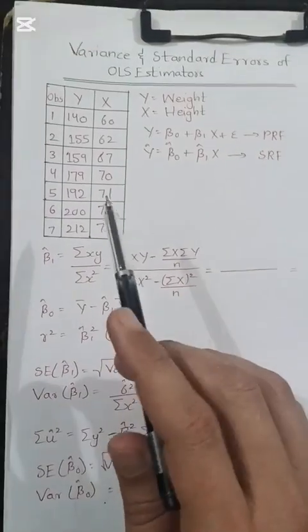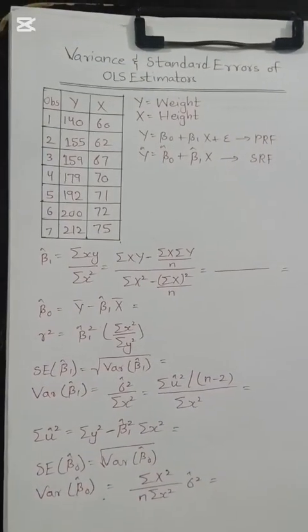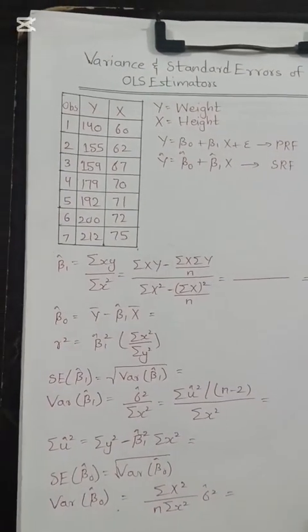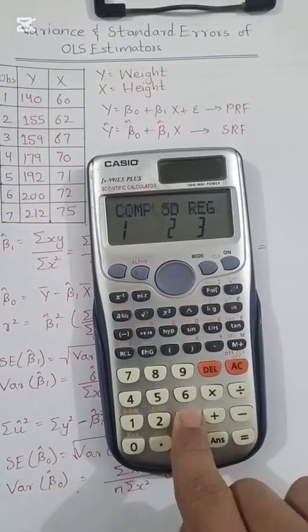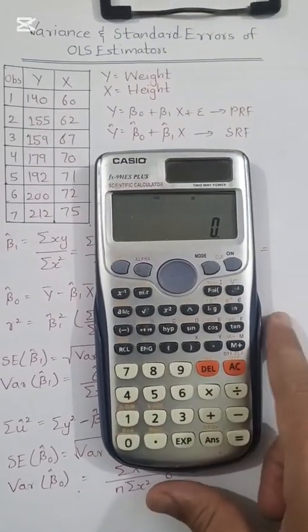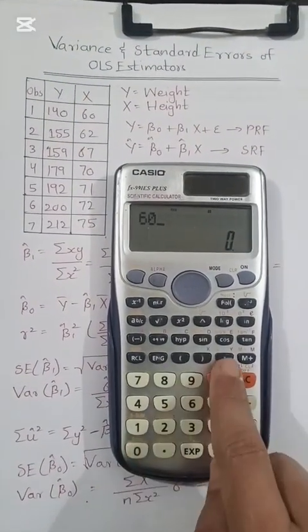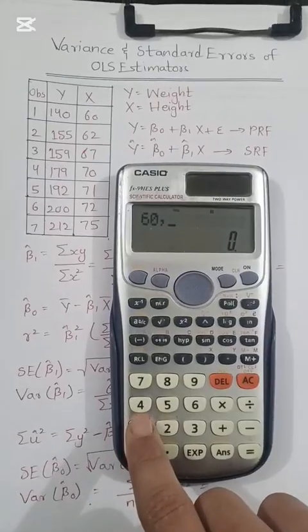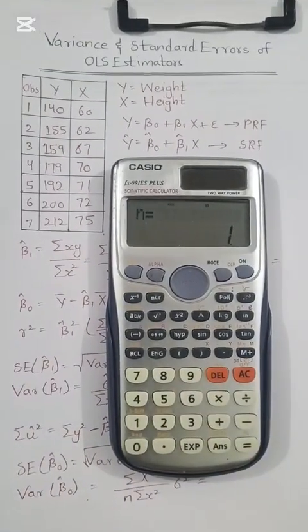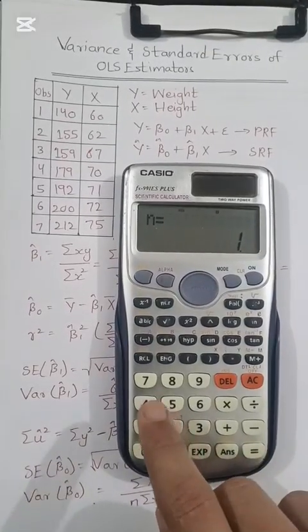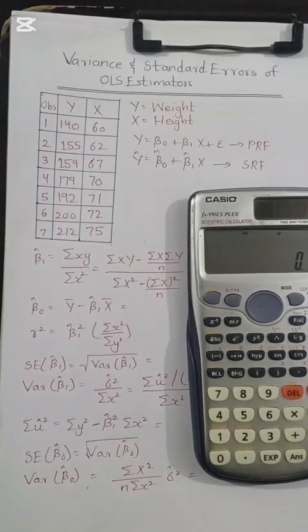First we need to enter the data on x and y variables, then we can start the calculation. Go to mode, press 3 for regression and 1 for simple regression, then enter the x variable which is 60, comma, then the y which is 140, then press M1 to save the first observation. Now do the same for all the 7 observations. Now I have entered all the 7 values.